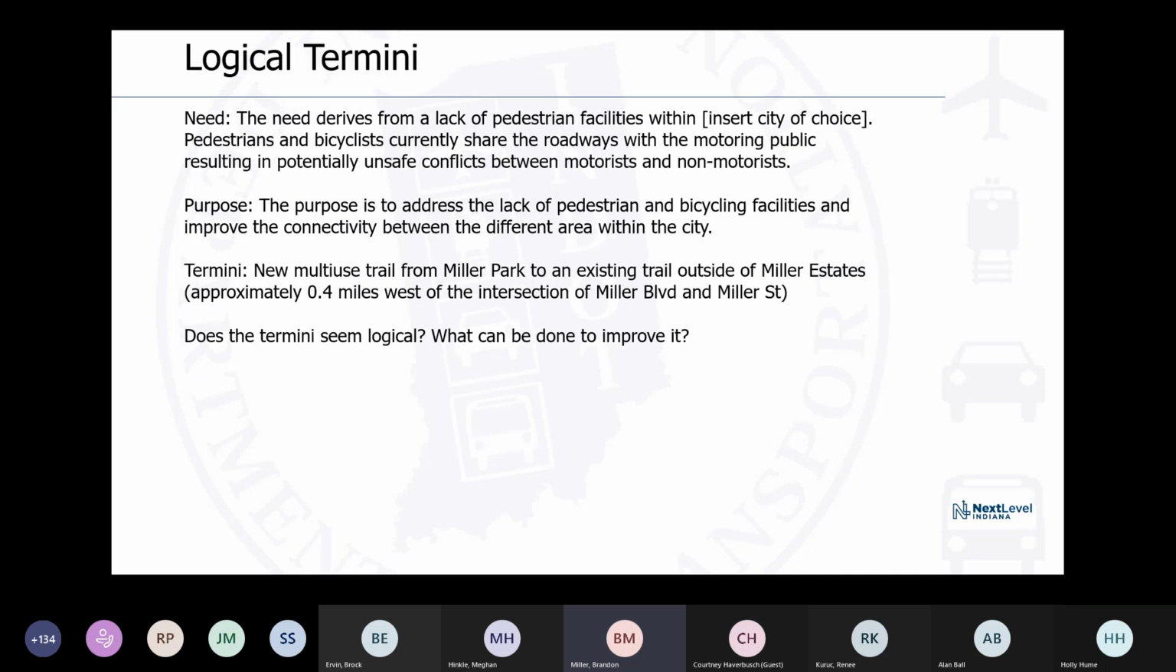So sometimes it is self-evident. Like for this trail, if the purpose indicated about improving or shortening the connections or making it more direct route between Miller Park and Miller Estates, your termini can be unto itself logical if you are saying, hey, we're doing it to this location just outside of Miller Estates so people can access that, and it goes all the way down to Miller Park.